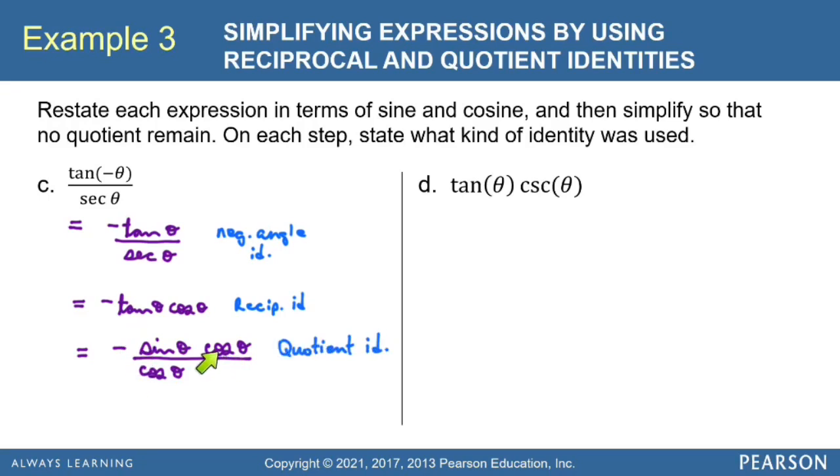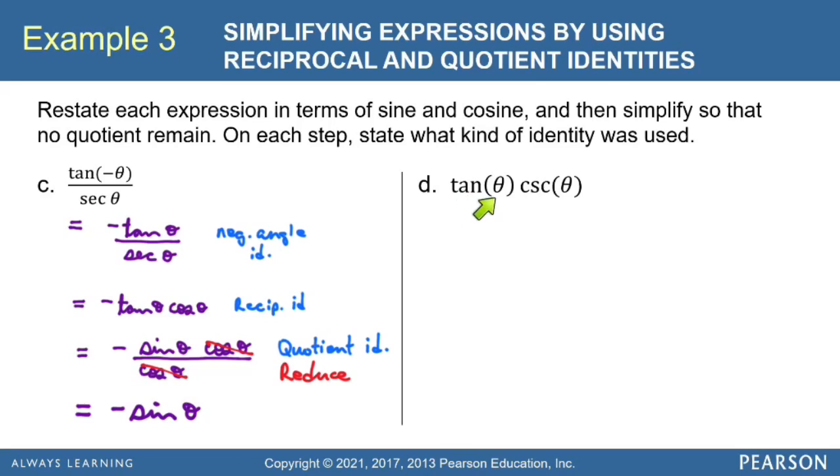And now we can see that cosine in the top cancels cosine in the bottom. And I'm just going to write down that I reduced. So we're continuing to justify our thought process all the way through. And now what's left is just negative sine of theta. And so that is completely simplified. Let's look at part D.